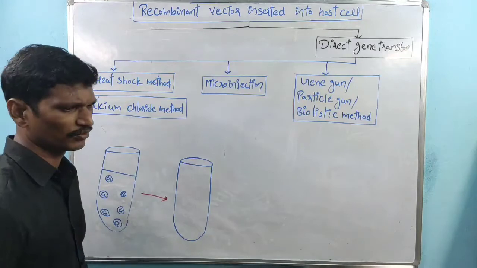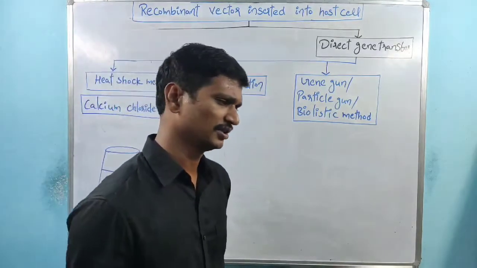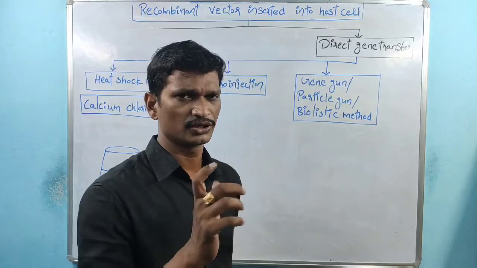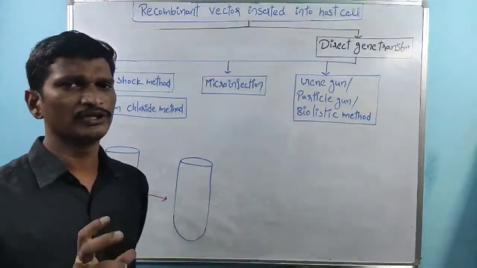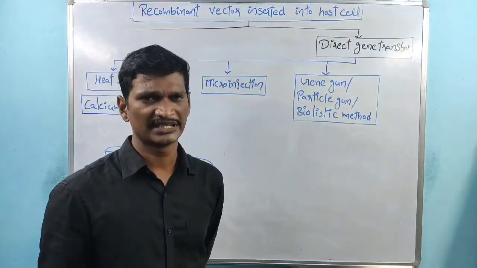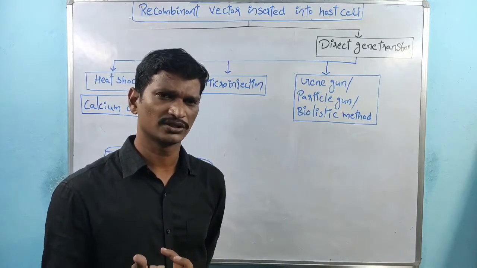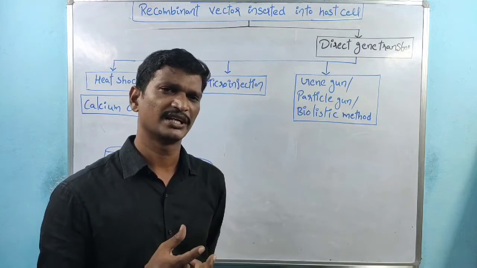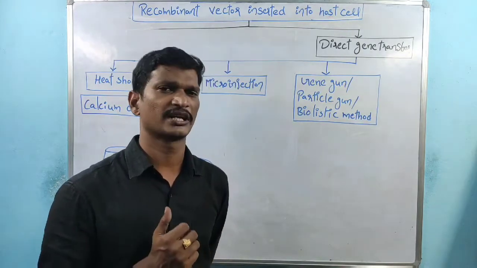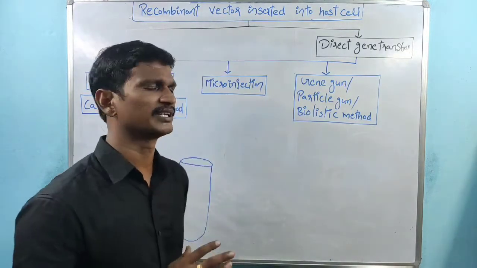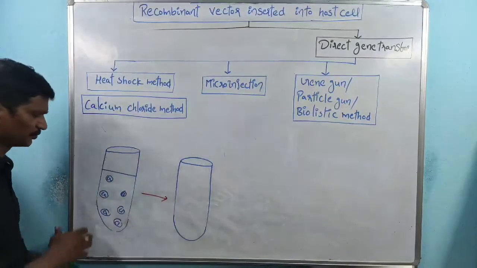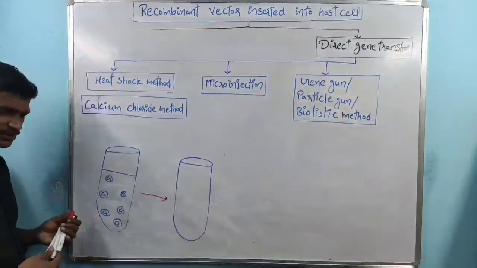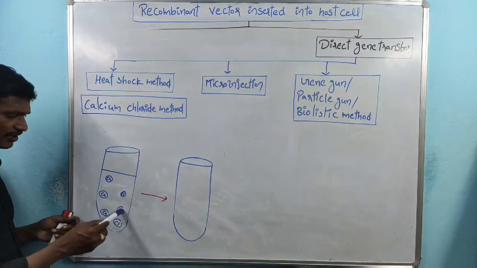Heat shock method. Sir, what is the heat shock method? The name indicates heat shock. So we are giving shock to the cell by heat. When we give the shock, that time the DNA molecules transportation takes place. I will explain very clearly. This is a test tube. The test tube contains the calcium chloride solution. So calcium and chloride molecules.